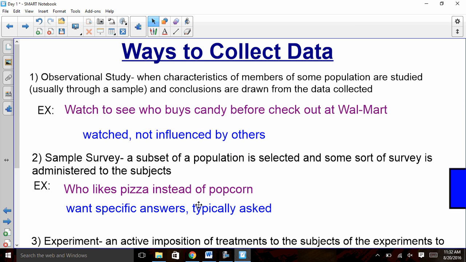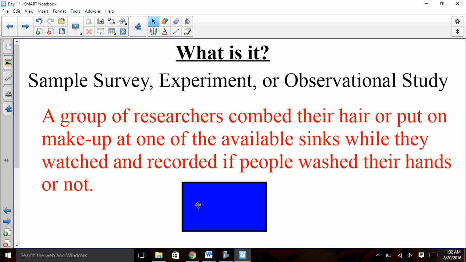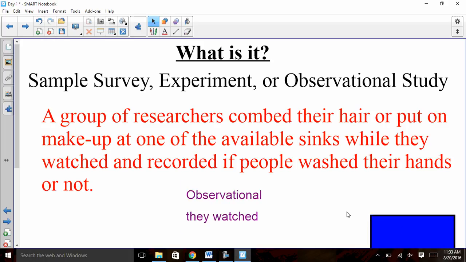Okay, next we're going to talk about determining whether something is a sample survey, experiment, or an observational study. A group of researchers combed their hair and put on makeup while they sat at one of the sinks, and they determined who washed their hands by just sitting there and recording the data. One of the things I'm going to do is look for keywords. I see that they combed their hair. Well, that's not really helping me. They watched and recorded. I see that keyword watch there, so I'm going to say observational study because they watched something happen.